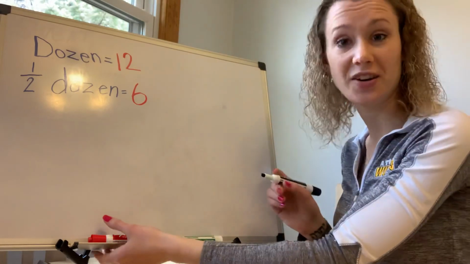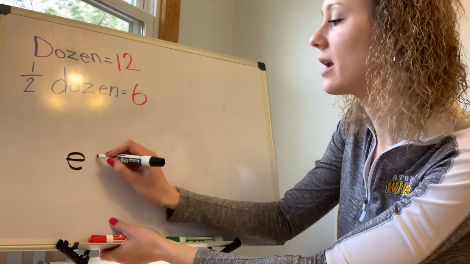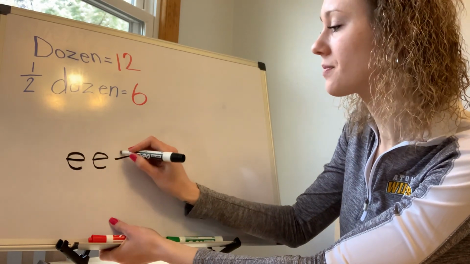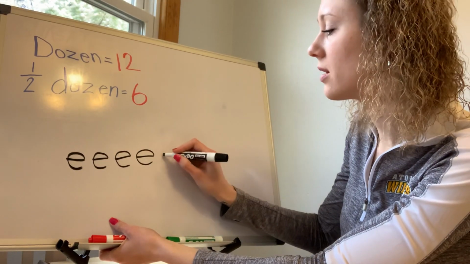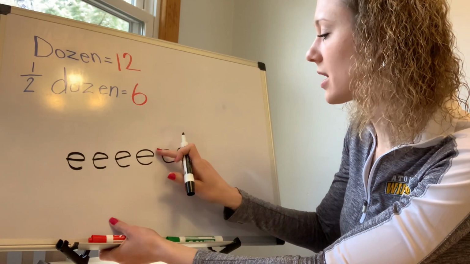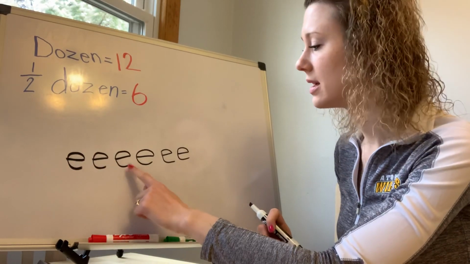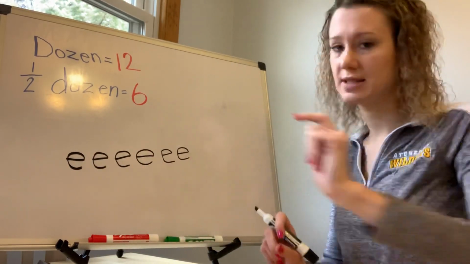All right, so I'm going to draw 6 eggs. Well, I hear the letter E. So I'm going to make 6 E's. 1, 2, 3, 4, 5, 6. All right, now I'm going to double check because smart mathematicians always double check. 1, 2, 3, 4, 5, 6.